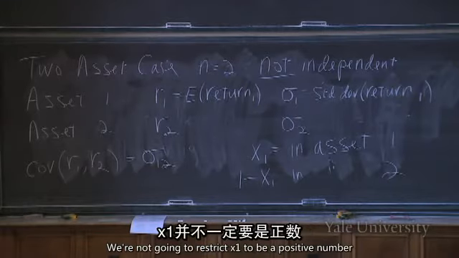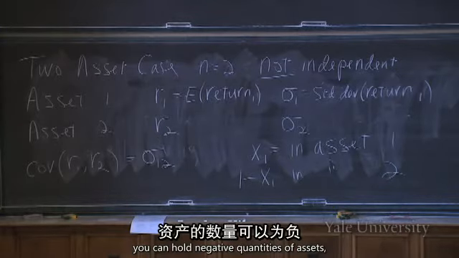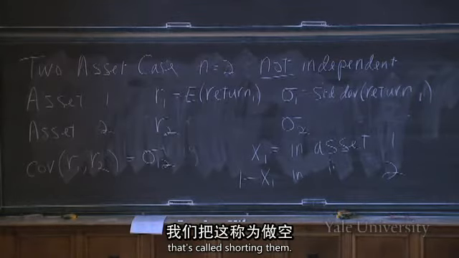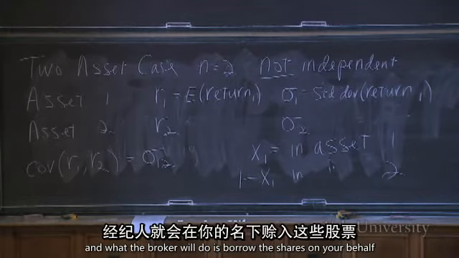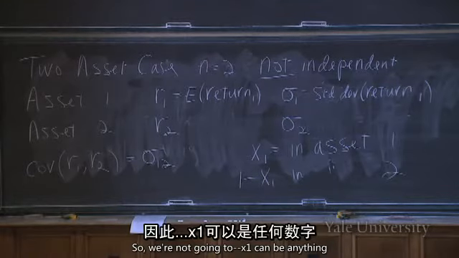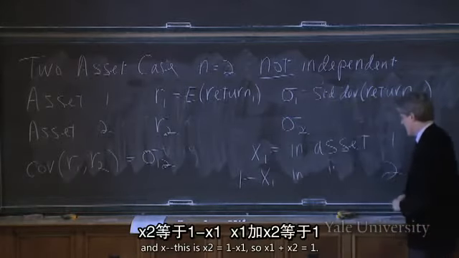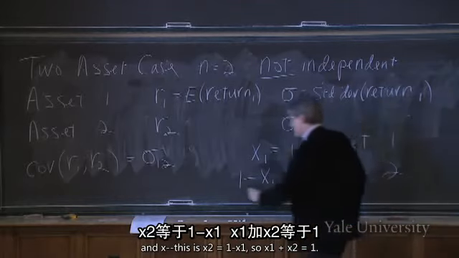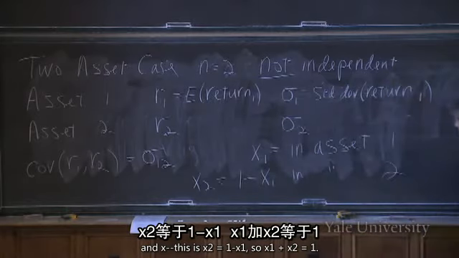We're not going to restrict x1 to be a positive number, because as you know or you should know, you can hold negative quantities of assets. That's called shorting them. You can call your broker and say, I'd like to short stock number 1. And what the broker will do is borrow the shares on your behalf and sell them. And then you own negative shares. So x1 can be anything. And this is x2 equals 1 minus x1. So x1 plus x2 equals 1.